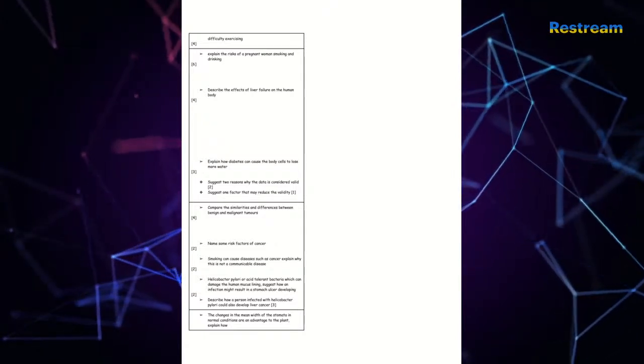Helicobacter pylori are acid-tolerant bacteria which can damage the human mucous lining. Suggest how an infection might result in a stomach ulcer developing. Now, this is a very tricky question because they're asking us about a lot of concepts which are unfamiliar to us and to you guys being GCSE students. However, do not fear, because you can easily break this question down.